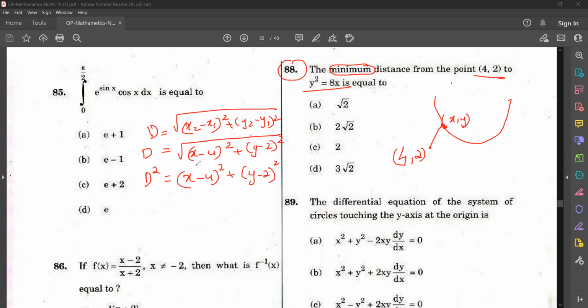Now, I'm replacing x in terms of y. See, I have y square equal to 8x. So from here, I can write x is equal to y square by 8. So I'm doing that: (y square by 8 minus 4) the whole square plus (y minus 2) the whole square. That is d square.